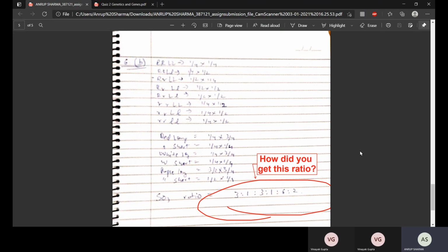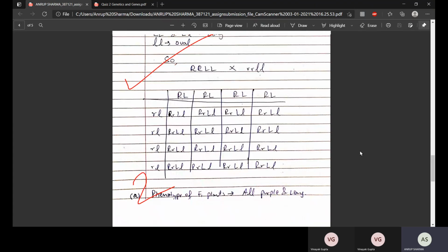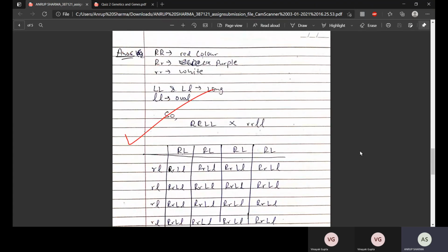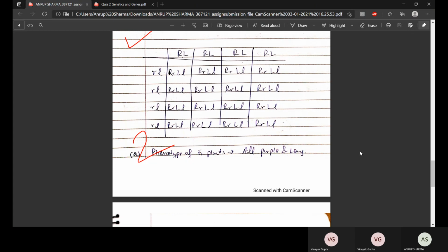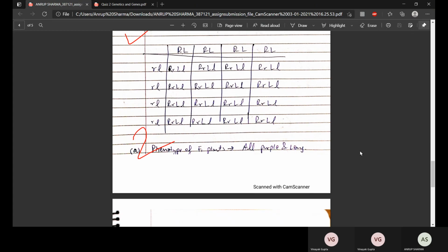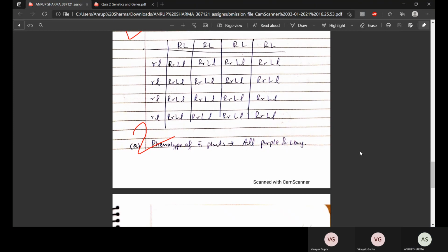Can you go to your 6A? Yes, just a minute, can you go down? You can see here that all of your F1 plants are capital R, small r, capital L, small l. Now in the F2 generation, basically what you are doing is the selfing of this plant. That means you are making a cross of Rr Ll with Rr Ll, the same thing.